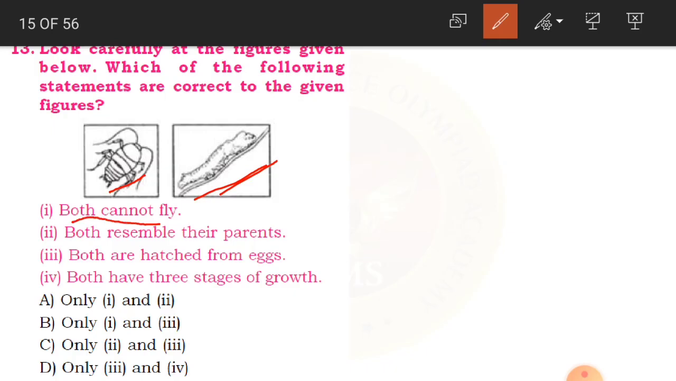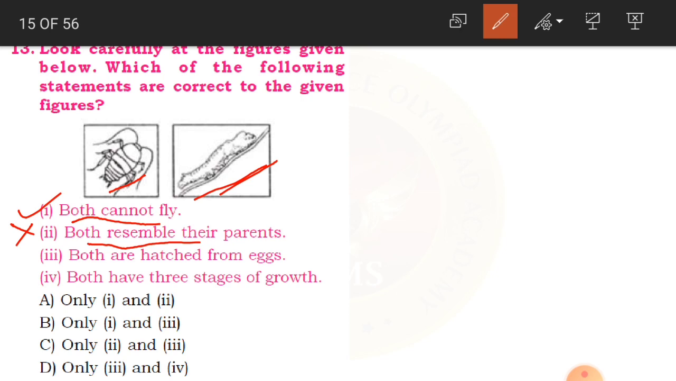Both cannot fly. Okay, so can a caterpillar fly, children? And can this cockroach fly? No, they can't fly. So this is the correct statement. Okay, now we'll see the second one. Both resemble their parents. Is it true? The young cockroach and the young butterfly, do they resemble their parents? No, they do not resemble their parents. So that is why the second statement is a wrong statement.